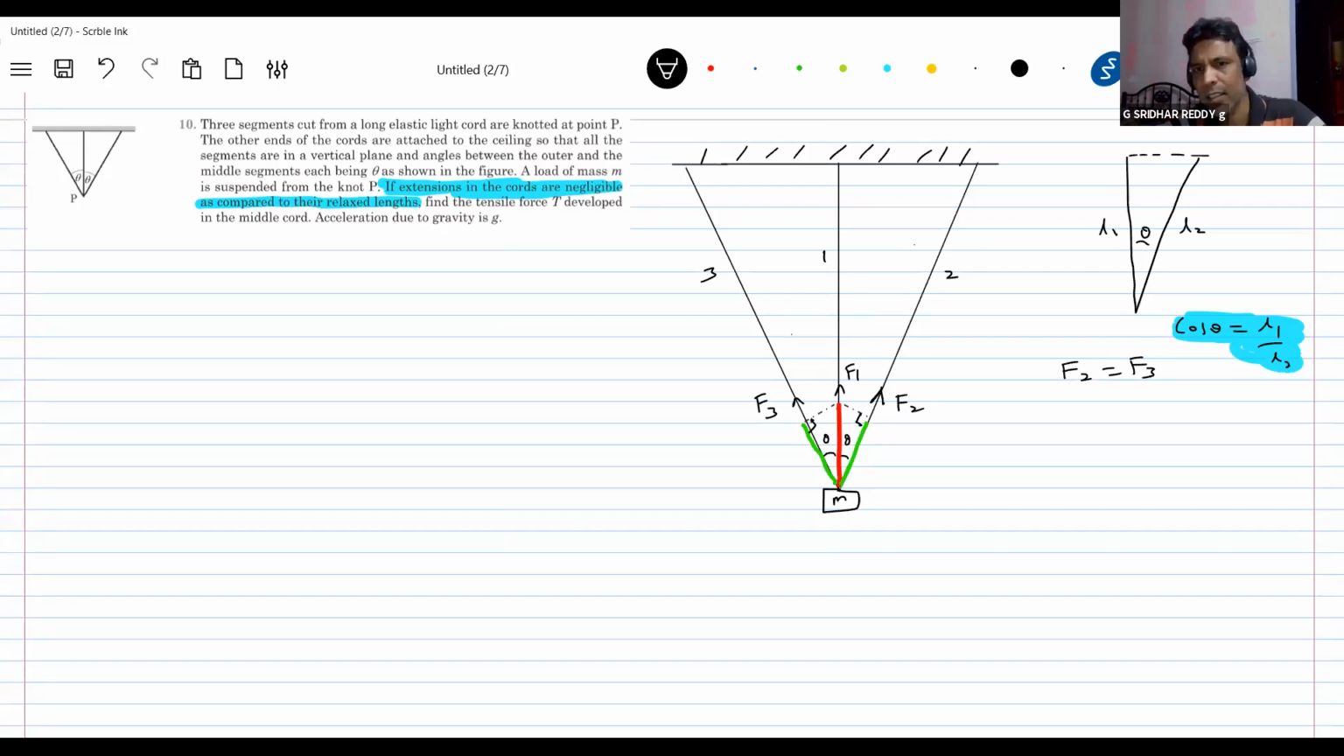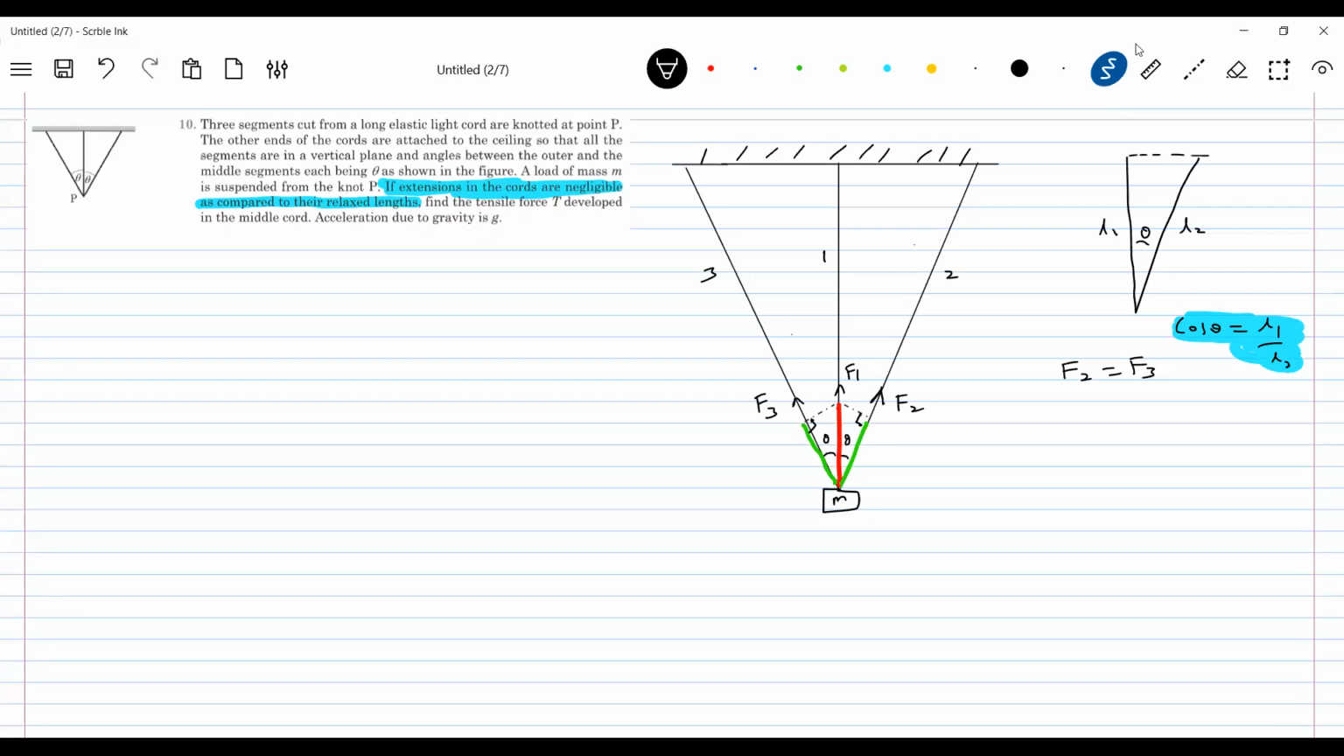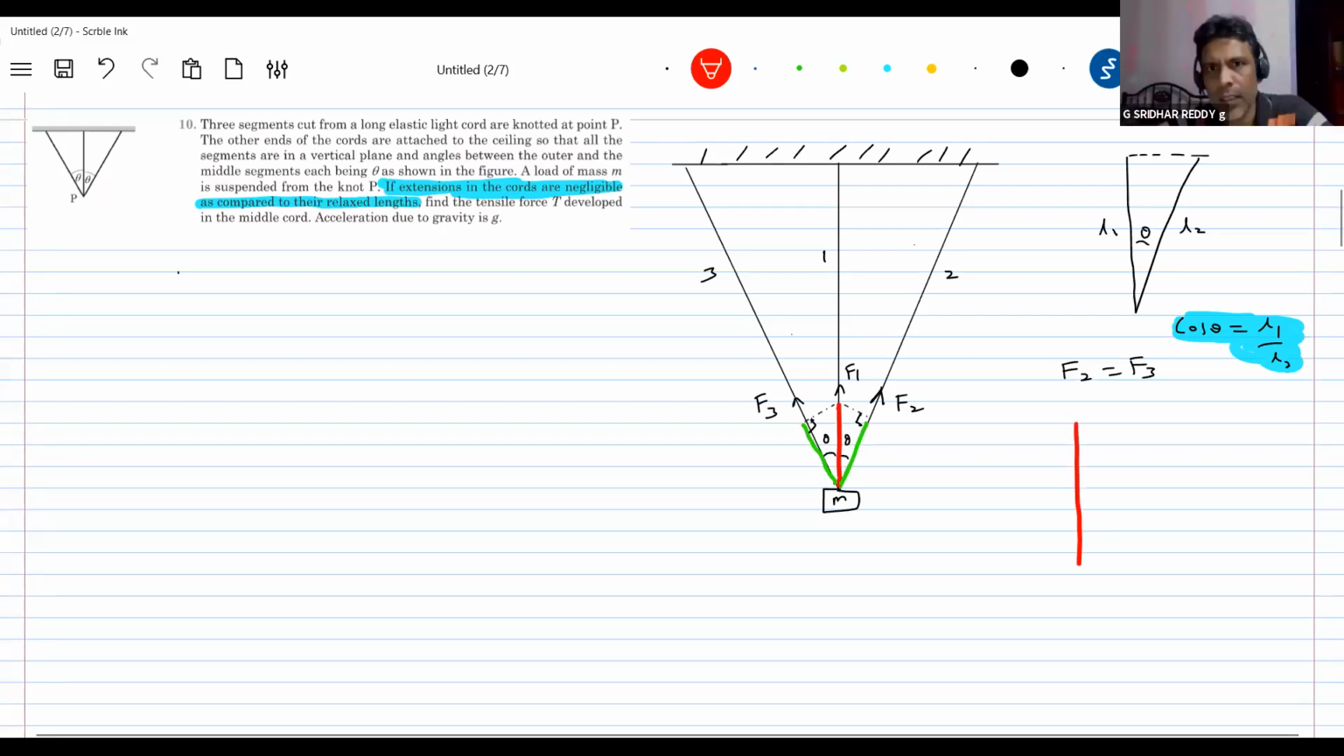Fine. Things are negligible, right? Draw one more triangle, the same thing, so that it will be easy for you. If you can get this much, I think the problem is over. It's very easy, you can see that.